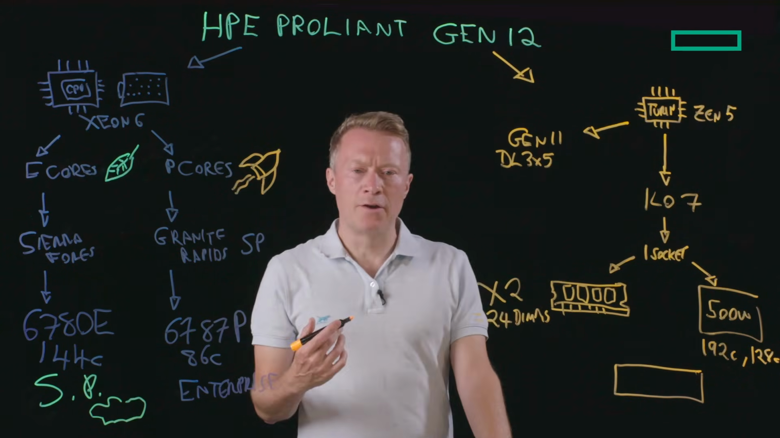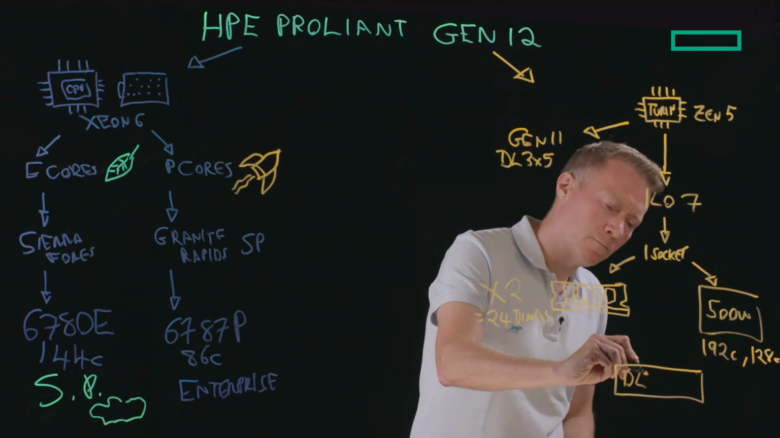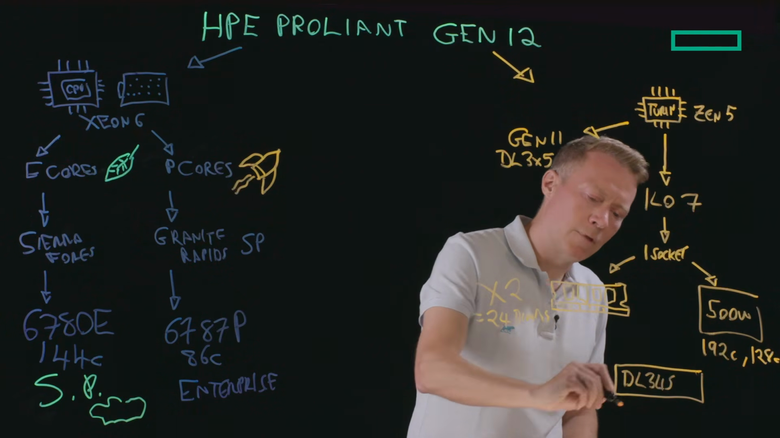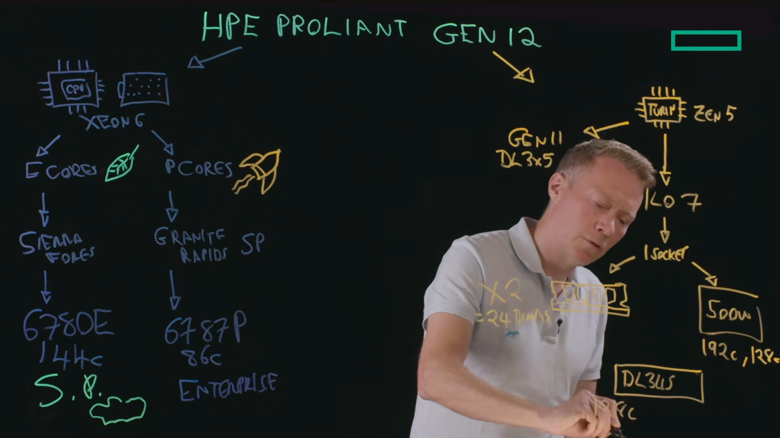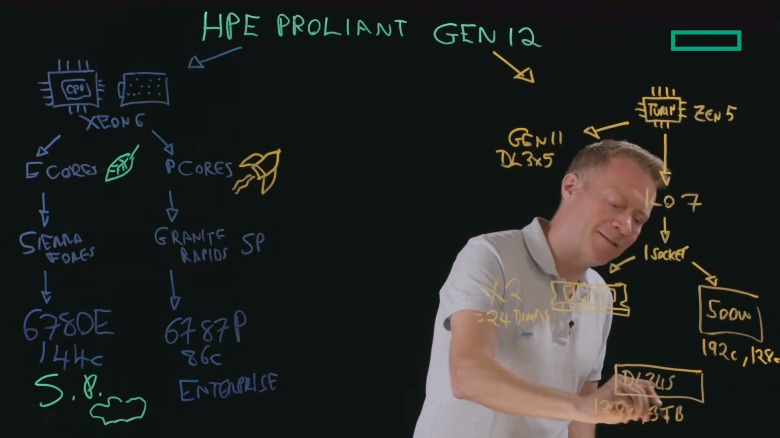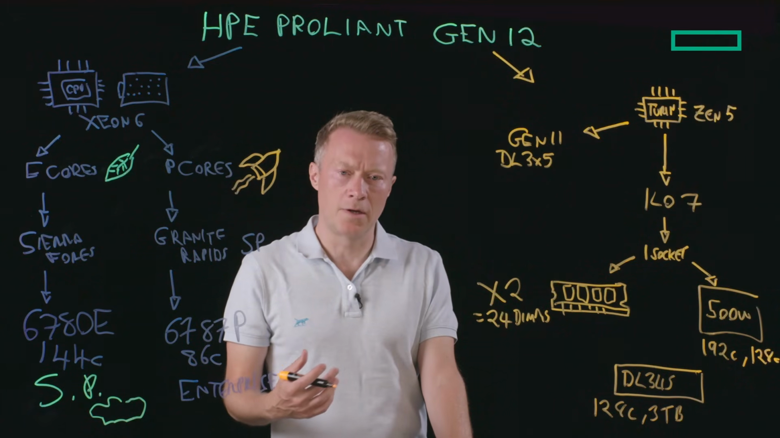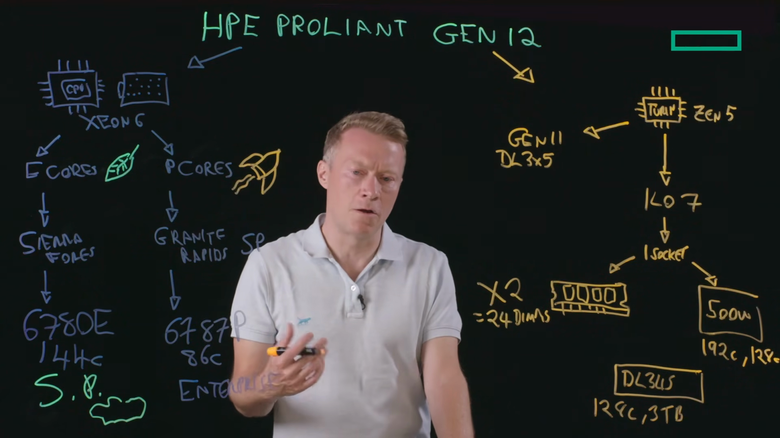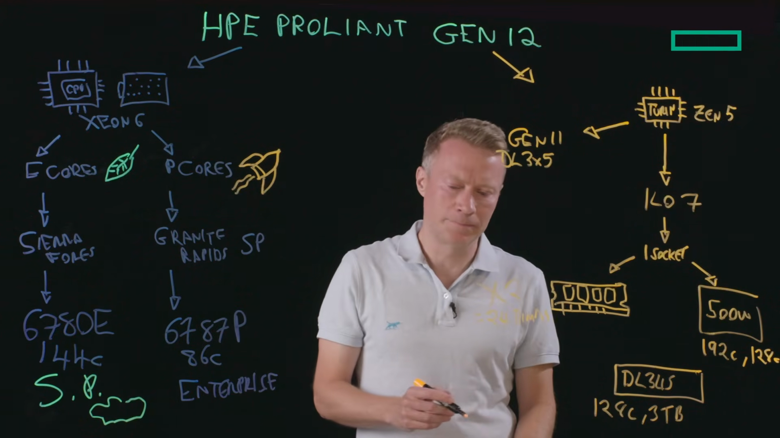So in summary, what that allows us to do with, say, a DL345 is have a massive 128 full fat cores and 3 terabytes of RAM in a single socket server. That has massive benefits for power consumption. It has massive benefits for software licensing if you're licensed per socket, such as on our HPE Morpheus product range.